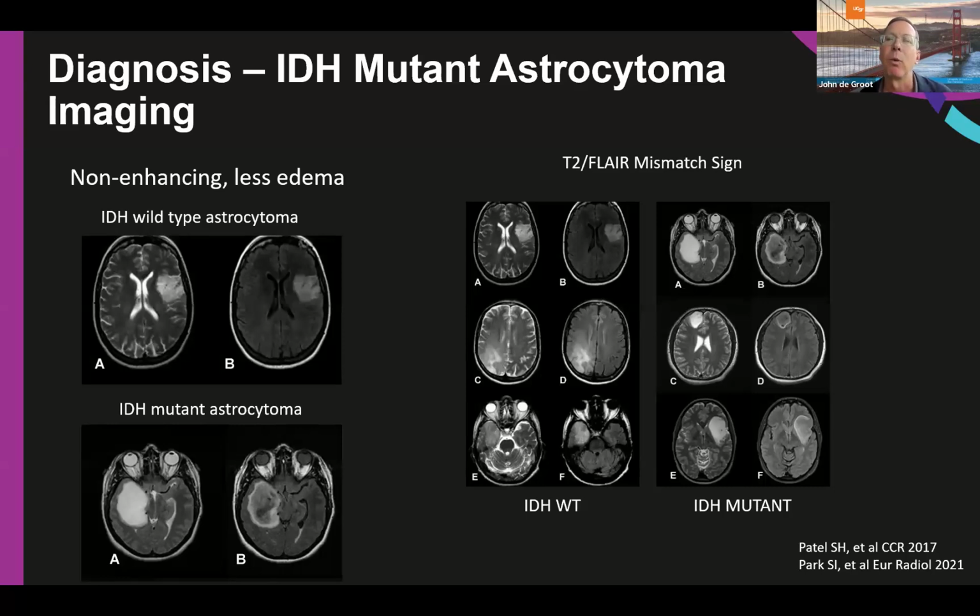There is one sign that we call the T2 flare mismatch. And you can see in this upper panel on the right-hand side here, in the IDH wild type group, the brightness looks about the same, both on the T2 sequence and on the flare sequence. Whereas in this upper image here, on the T2 sequence, it's very, very bright all the way across. But on the flare sequence, it looks a little less bright, a little bit more similar to the normal brain tissue. That's the T2 flare mismatch.